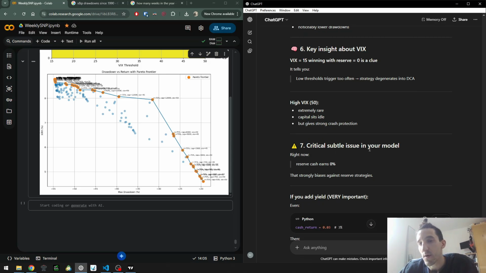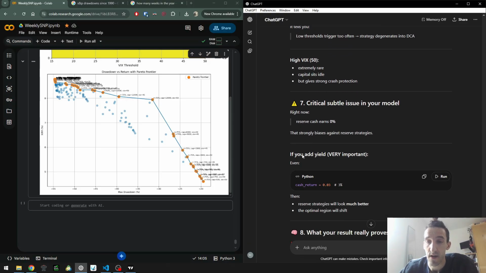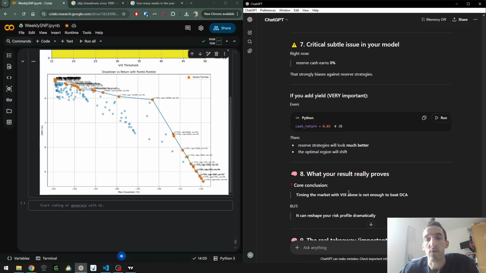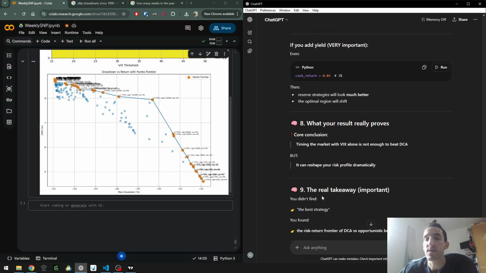Critical subtle issue in your model. Right now, reserve cash earns 0%. That strongly biases against reserve strategies. If you add yield, very important, then reserve strategies will look much better. The optimal region will shift. What your result really proves, core conclusion: timing the market with VIX alone is not enough to beat DCA, but it can reshape your risk profile dramatically.